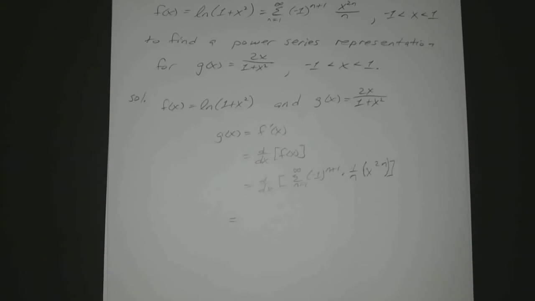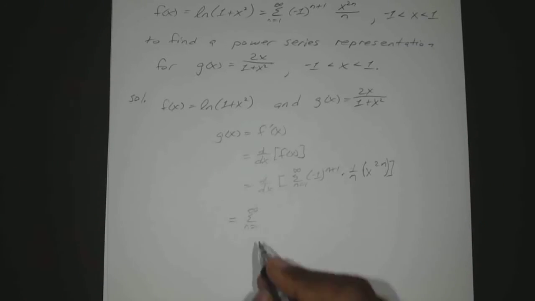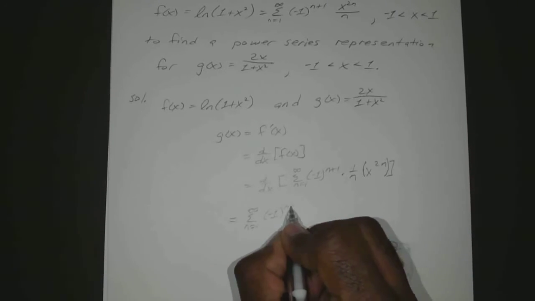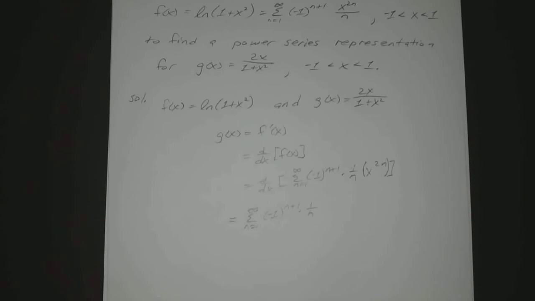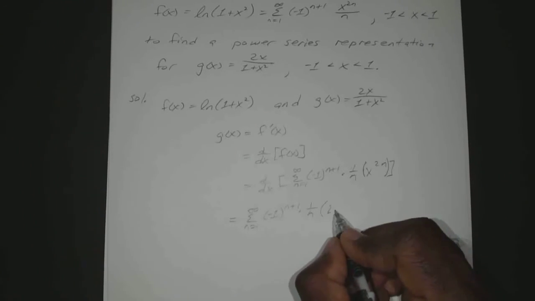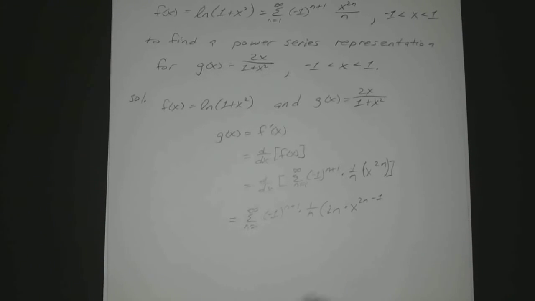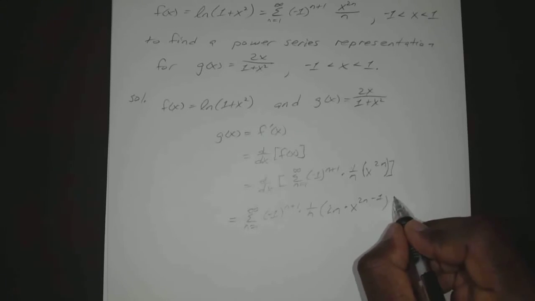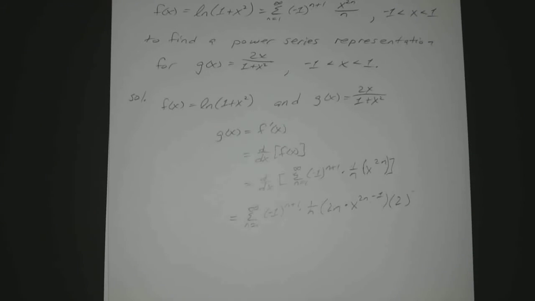Okay. So this is going to equal the sum from n equals 1 to infinity of -1 to the n plus 1 of 1 over n. I'll go ahead and put the multiplication there, even though you don't have to. Bring down that 2n, so you have 2n times x to the 2n minus 1 times your u prime, which is 2. Okay, so again, these n's cancel out.